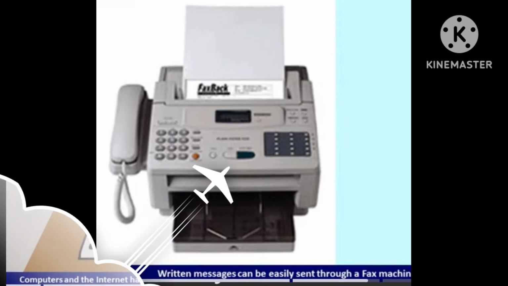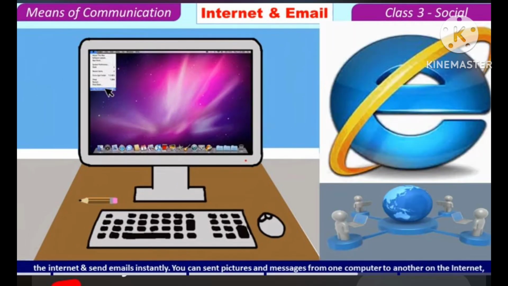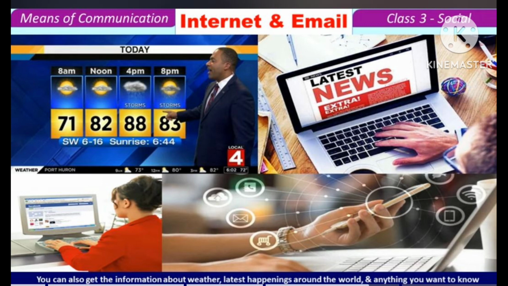Now the other means of communication is email. Email is also known as electronic mail, where E stands for electronic. Emails are sent by using the internet, a worldwide computer network. Computers and the internet have made communication faster and more efficient. If you have a computer, you can log on to the internet and send email instantly, and you can send pictures and messages from one computer to another on the internet. You can also get information about the weather, the latest happenings around the world, and anything you want to know.